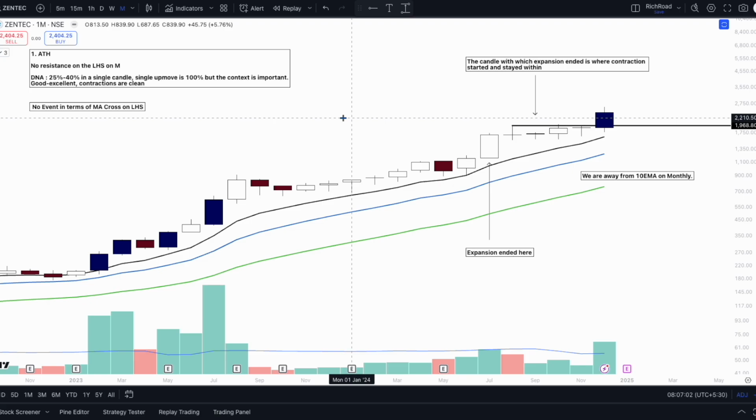In the cases where there's no event on the left-hand side in terms of the moving average, and you're at all-time highs, extended monthly, basically, this is exactly what you have to do, and that's what we will do. So I'll just download this monthly chart and see it on the weekly time frame.